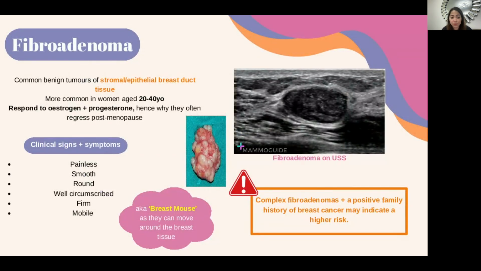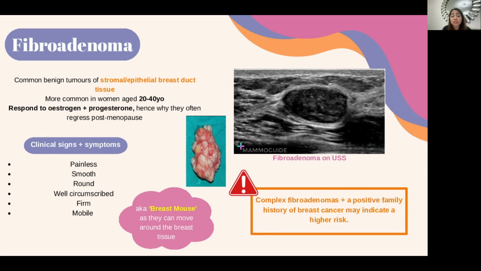So fibroadenoma, it's one of those that you hear about quite often. They're benign tumours of the stroma or epithelial tissue. They are more common in women who are 20 to 40 years old, and they respond to the hormones estrogen and progesterone, which is why post-menopause they tend to get smaller and regress. So the age is something that you can use to classify if someone turns up with a breast lump, and you want to come up with differentials.